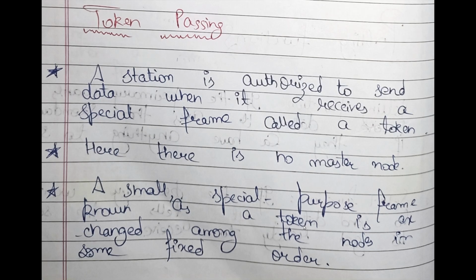Now talking about token passing, another controlled access protocol. A station is authorized to send data when it receives a special frame called a token. You might have heard about it. Here there is no master node, yet there is a special frame known as the token. You are only able to send data when you have this token to yourself, otherwise you won't be able to send data.